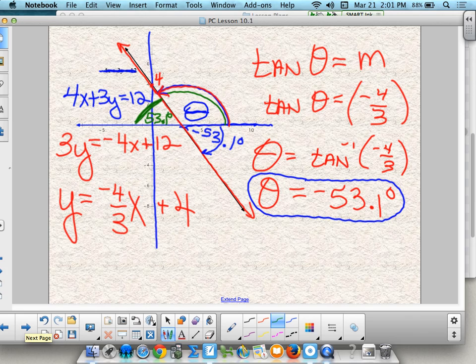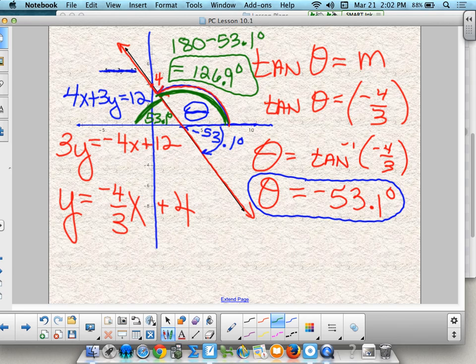And since we're interested in only this angle, the inclination, we have to take 180 minus 53.1 degrees and get this answer right here. I believe the answer to that one is 126.9 degrees. Okay? All right.